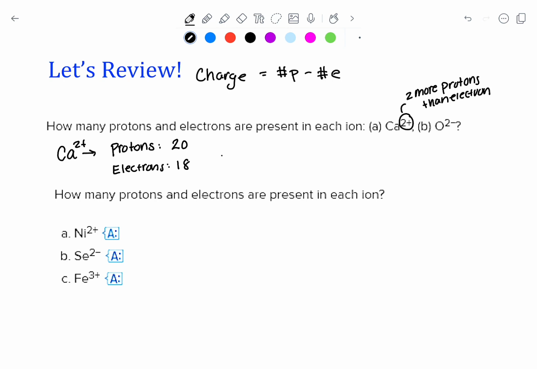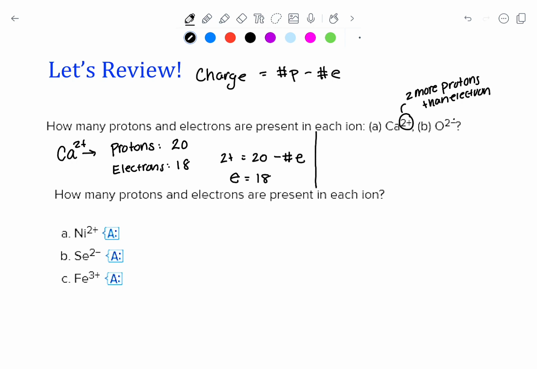We can plug that in. We have 2+ is equal to 20 minus our number of electrons. Subtract 20 from 2, and we get electrons equal to 18. So our number of electrons is 18, and that leaves us with a 2+ charge.